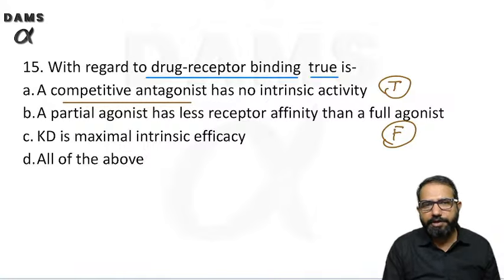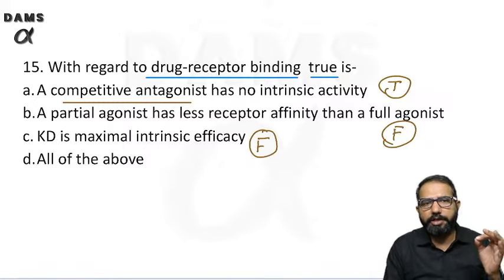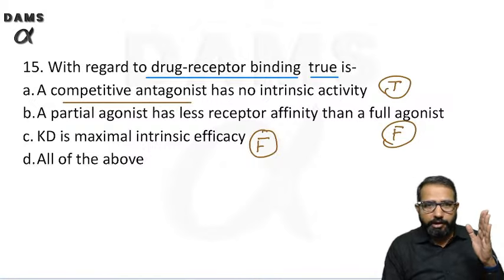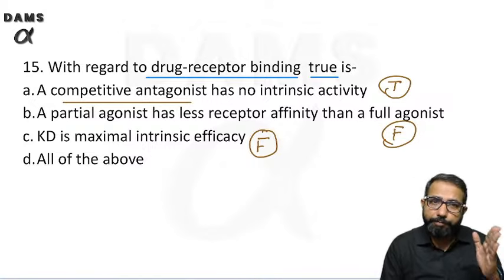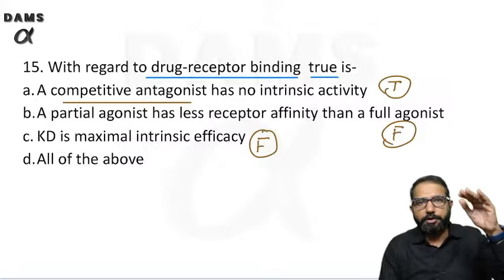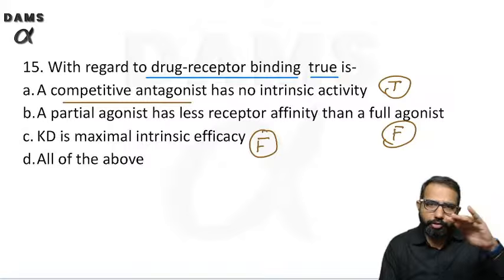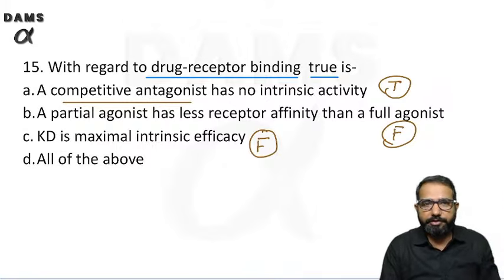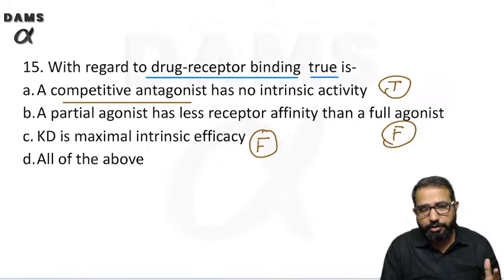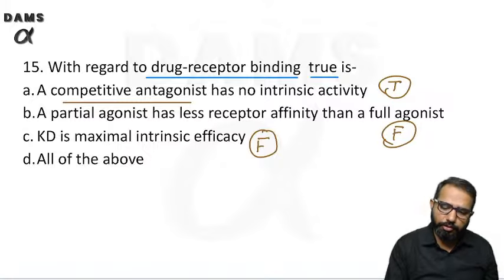KD is the maximum intrinsic efficacy? No. KD is not the maximum intrinsic efficacy. KD is the dissociation constant. So basically KD or Km is the dose requirement for 50% efficacy, not for maximum. The dose required for 50% efficacy is Km or KD. So it is not for maximum, it is for 50%. And by this you can compare the potency. So all of these are not true.